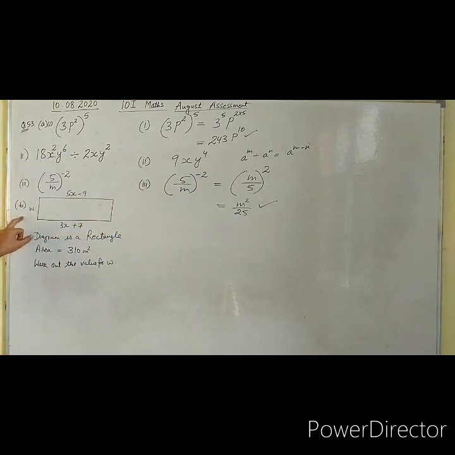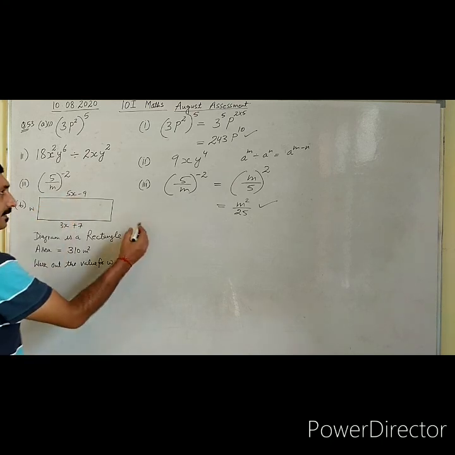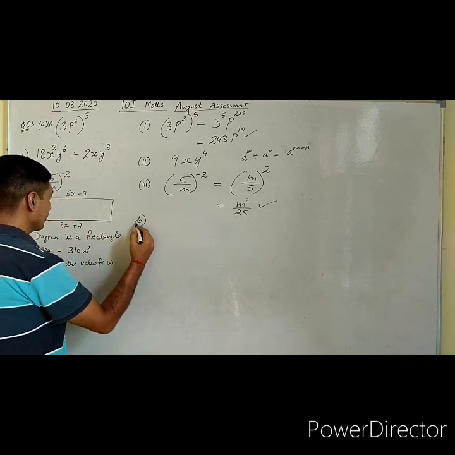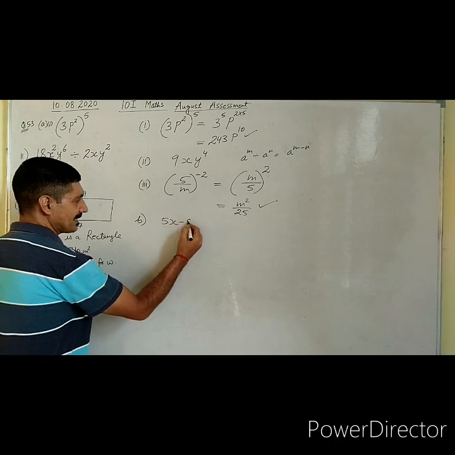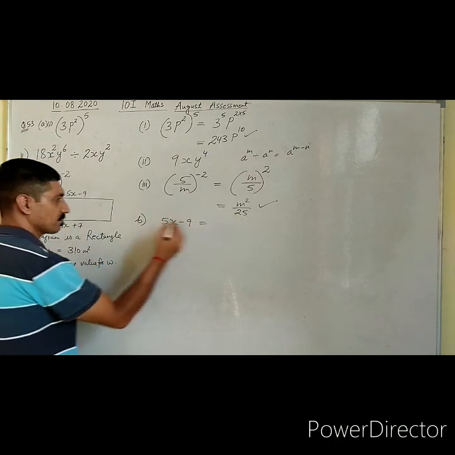Whereas in the B part, the rectangle is given and the area of the rectangle is given. So first, these two sides are equal sides. In the B part, what we have is 5x minus 9 equal to 3x plus 7.